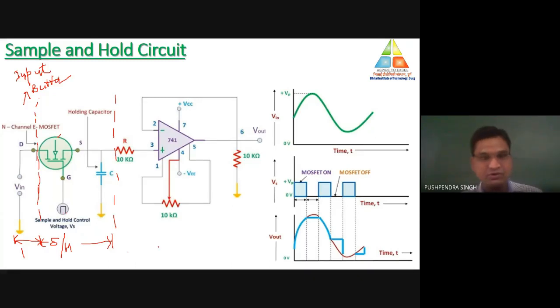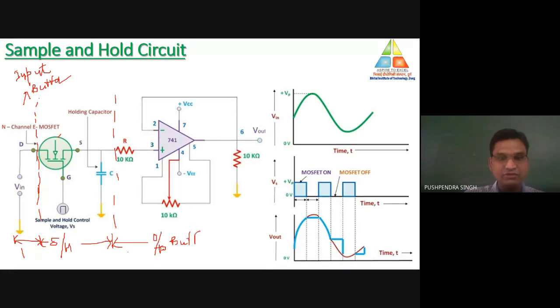As I told you earlier, what is the basic requirement of the sample and hold circuit? So the first part is the input buffer. The second part is the basic sample and hold circuit. And what is this third part? The third part is the output buffer.